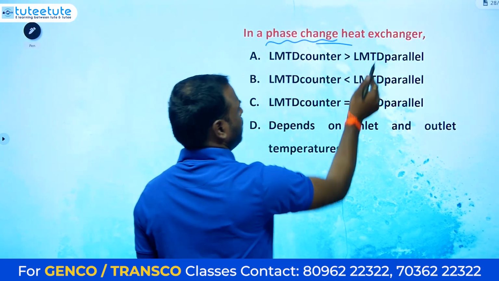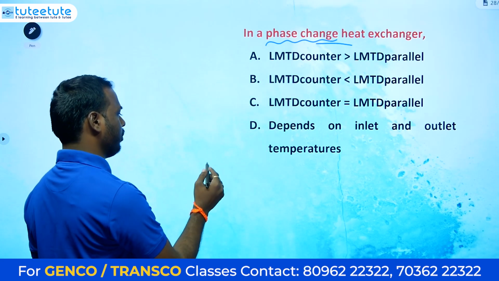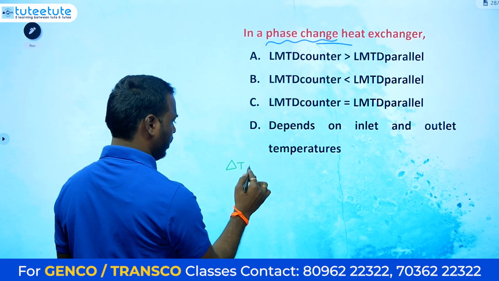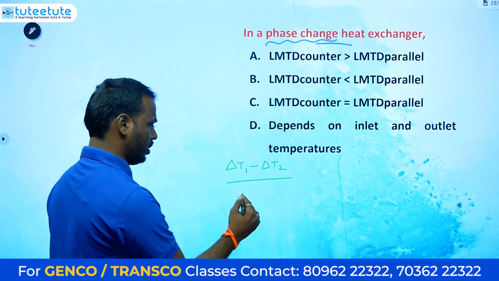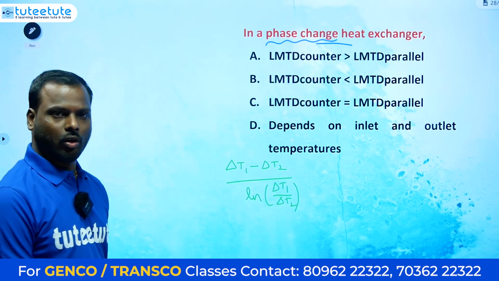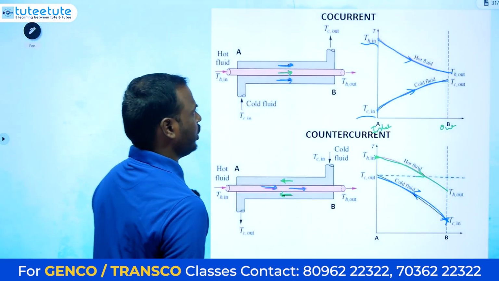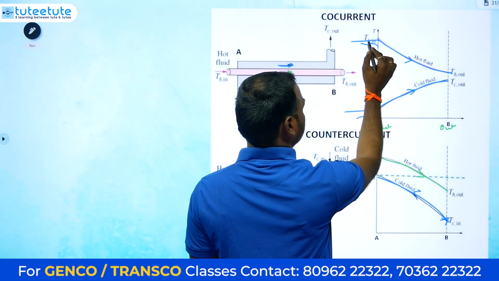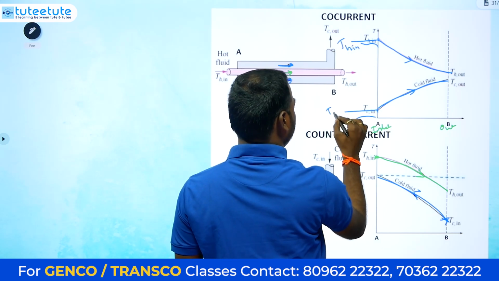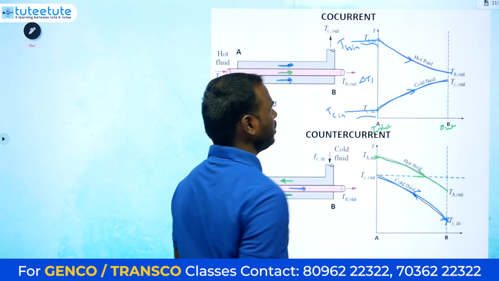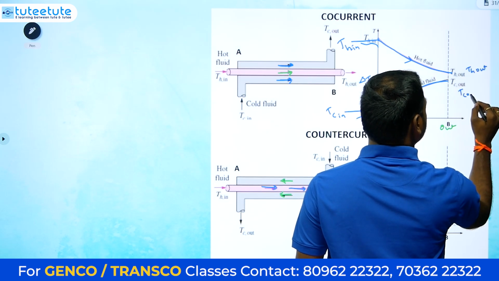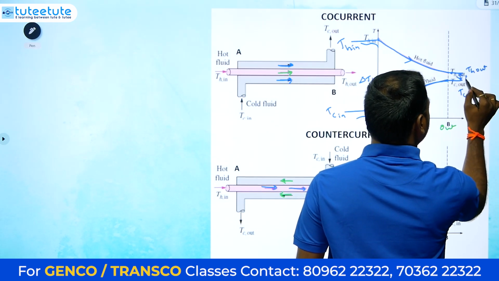For a heat exchanger, according to the LMTD technique, we write delta T1 minus delta T2 by ln delta T1 by delta T2. Generally we write it like this. What is delta T1 and delta T2? Delta T1 is the temperature difference at the inlet, TH in and TC in, and delta T2 is the difference at the outlet, TH out and TC out.